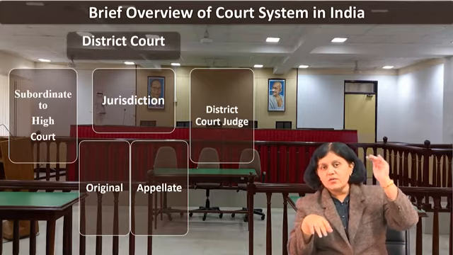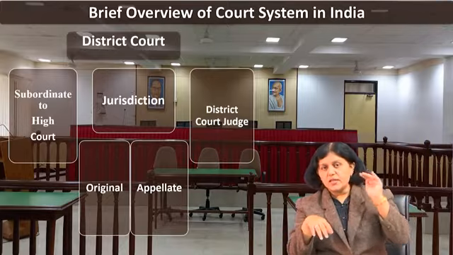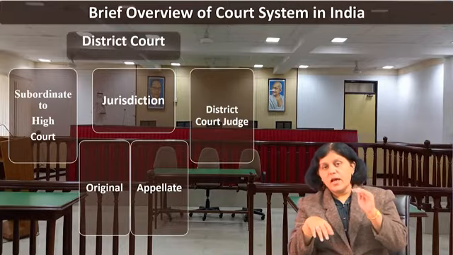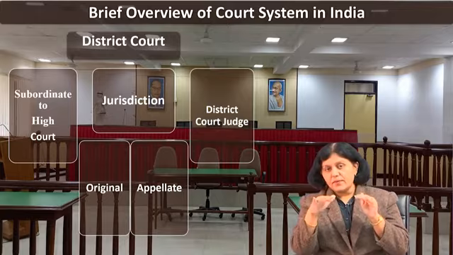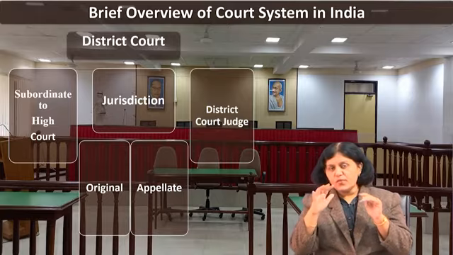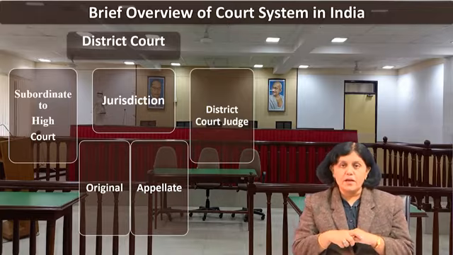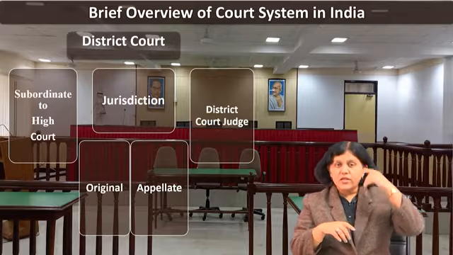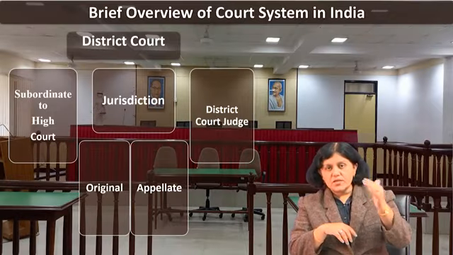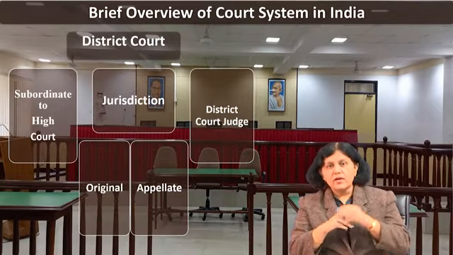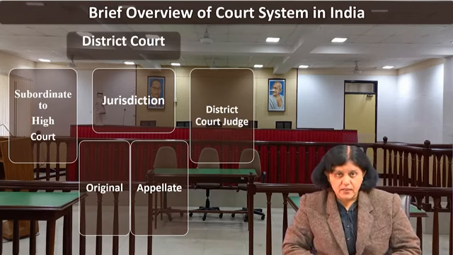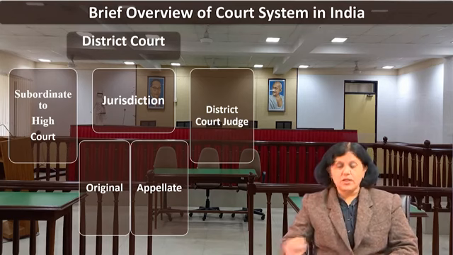In the Supreme Court it is original, appellate and advisory. In the High Court it was original, appellate and supervisory. And here, now, original and appellate jurisdiction is there. There, the Chief Justice of India; here, the Chief Justice for that particular High Court; and now here, district court judges are there, right? So, that is the structure.